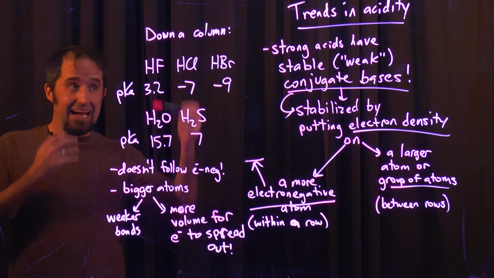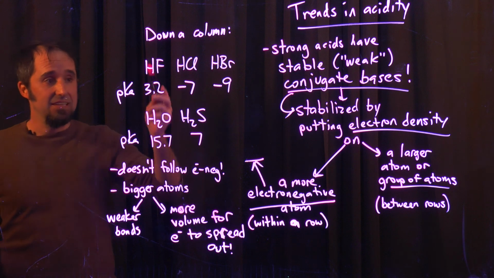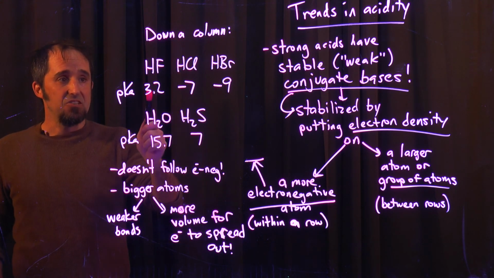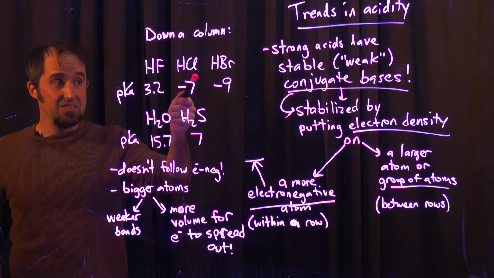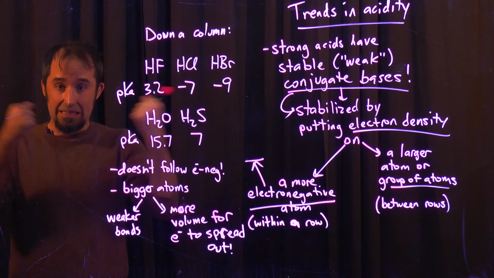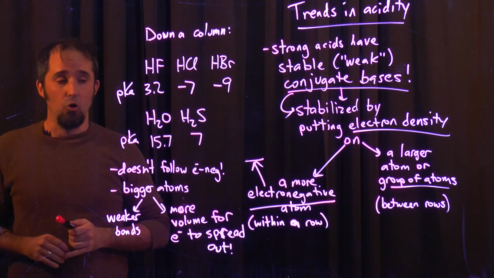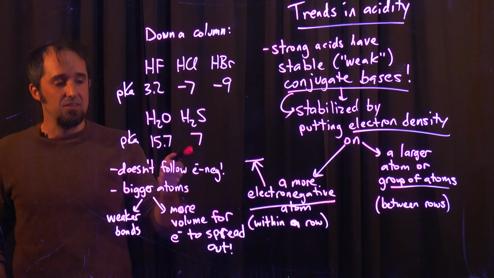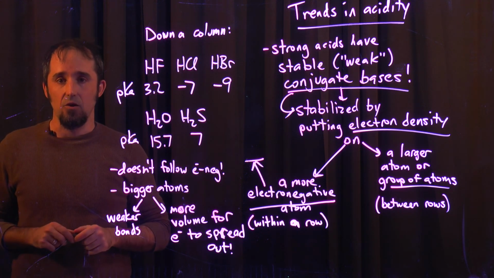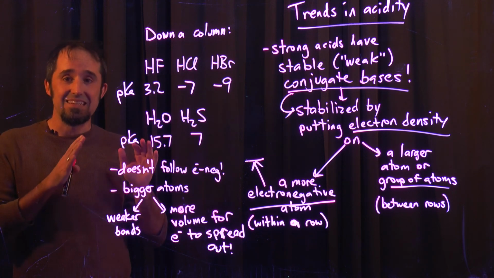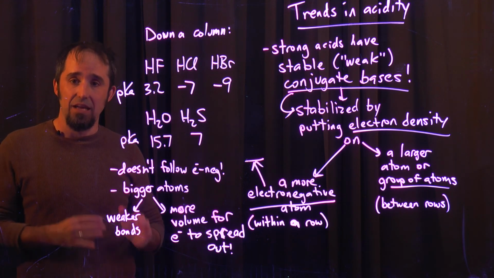If I'm looking down a column, now I see that I get more acidic as I go down. So HF is a pretty decent acid, but HCl is actually negative, right? That means that it is completely dissociated, and bromine as well, HBr. And we don't even need the super, super strong acids. We see this with oxygen and sulfur as well. H2S is quite a bit more acidic. Notice that this does not follow electronegativity.